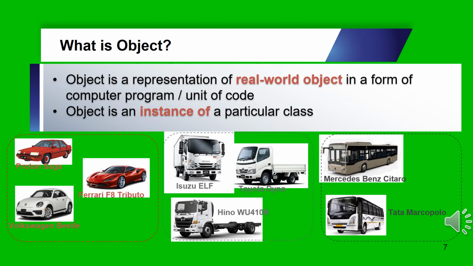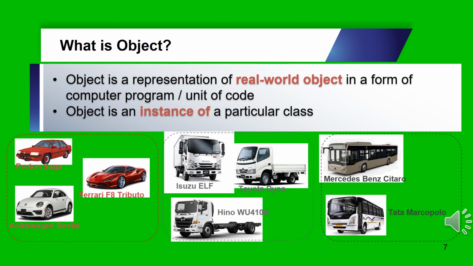Here we can see that a Proton Saga, Ferrari and Volkswagen Beetle are a group of cars. So, Proton Saga in this case is considered as one object, while these three objects belong to a class called car. Therefore, in this case, Proton Saga is an instance of car. Okay, the same goes for the lorries and buses.